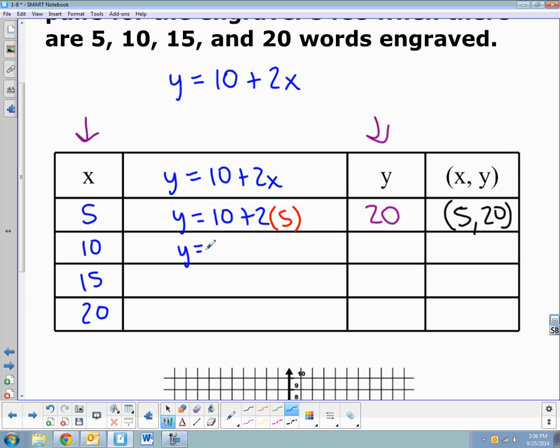So Y equals $10 for that setup plus 2 times 10 items that I'm engraving. What am I going to get? 2 times 10 is 20, plus 10 more is 30. If you get the idea, go ahead and fill in the rest of the table here. So that X coordinate, Y coordinate is going to be 10, 30. Try to do 2. Try to pause it, try to do 2.